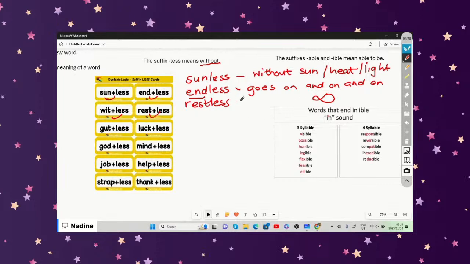Then we have restless, right? If you are resting, it means that you get maybe your 8 hours of sleep. Your body feels good because you are resting. Your mind is resting. You are chilling, right? But if you are restless, then it means that it is without rest. You are irritated. You are up and down. You are agitated, right? You are not sleeping properly, right? That is without rest.